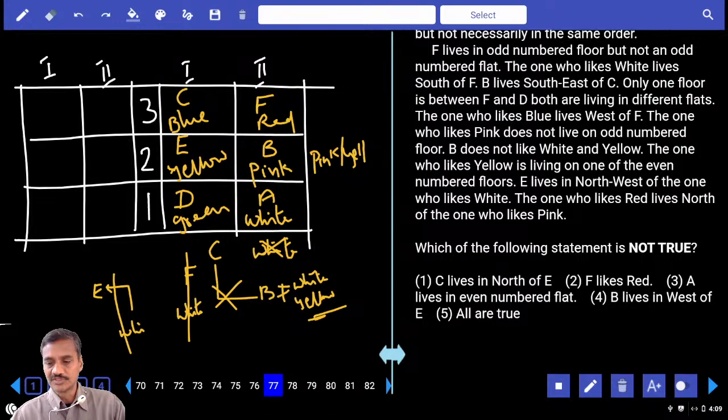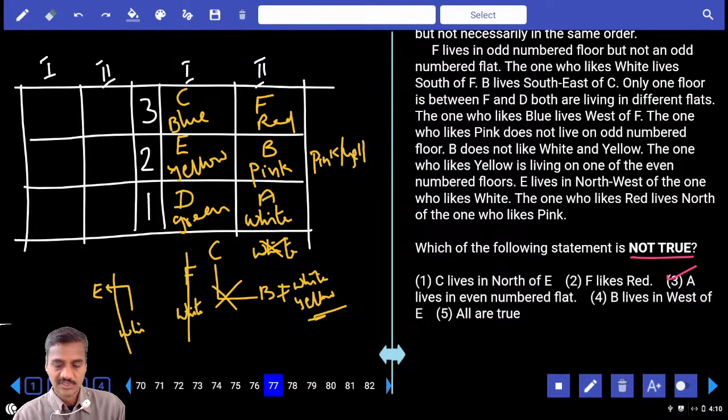Which of the following statements is not true means definitely false. C lives to the north of E, that is true. F likes the red color, that is true. A lives in an even number flat, that is false. And so choice 3 is definitely false.